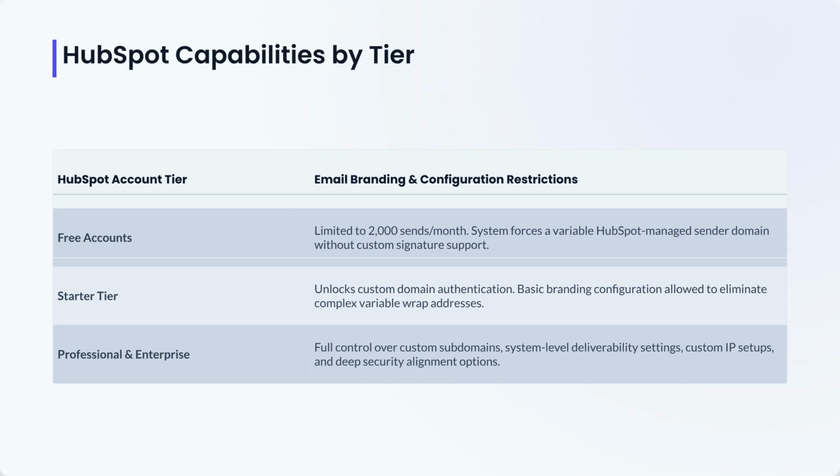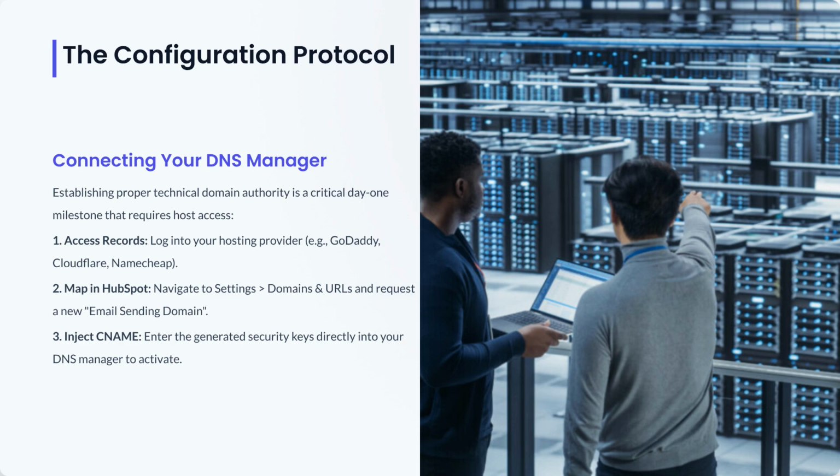HubSpot's capabilities vary by tier. Free accounts have limited branding options, while Starter, Professional, and Enterprise tiers unlock greater control over custom domains and security settings. To configure your domain, first access your DNS hosting provider, then in HubSpot request a new email sending domain. Finally, inject the generated CNAME records into your DNS manager to activate.